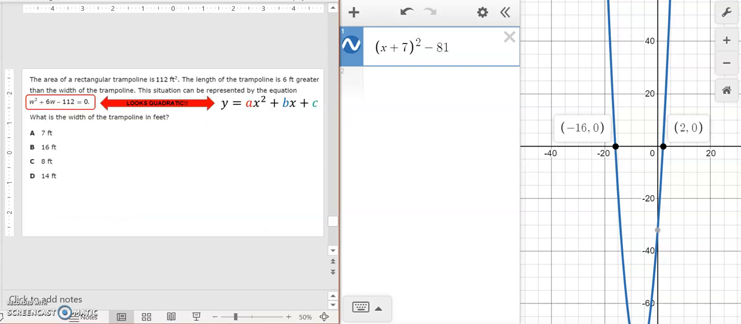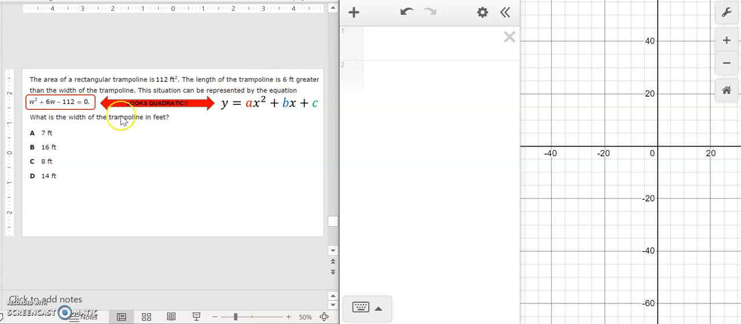What about word problems? What do we do with word problems? The area of a rectangular trampoline is 112 square feet. The length of the trampoline is 6 feet greater than the width of the trampoline. This situation can be represented by this equation, w squared plus 6w minus 112 equals 0. There's a whole mathematical process, but they did all the hard work and gave us the equation.